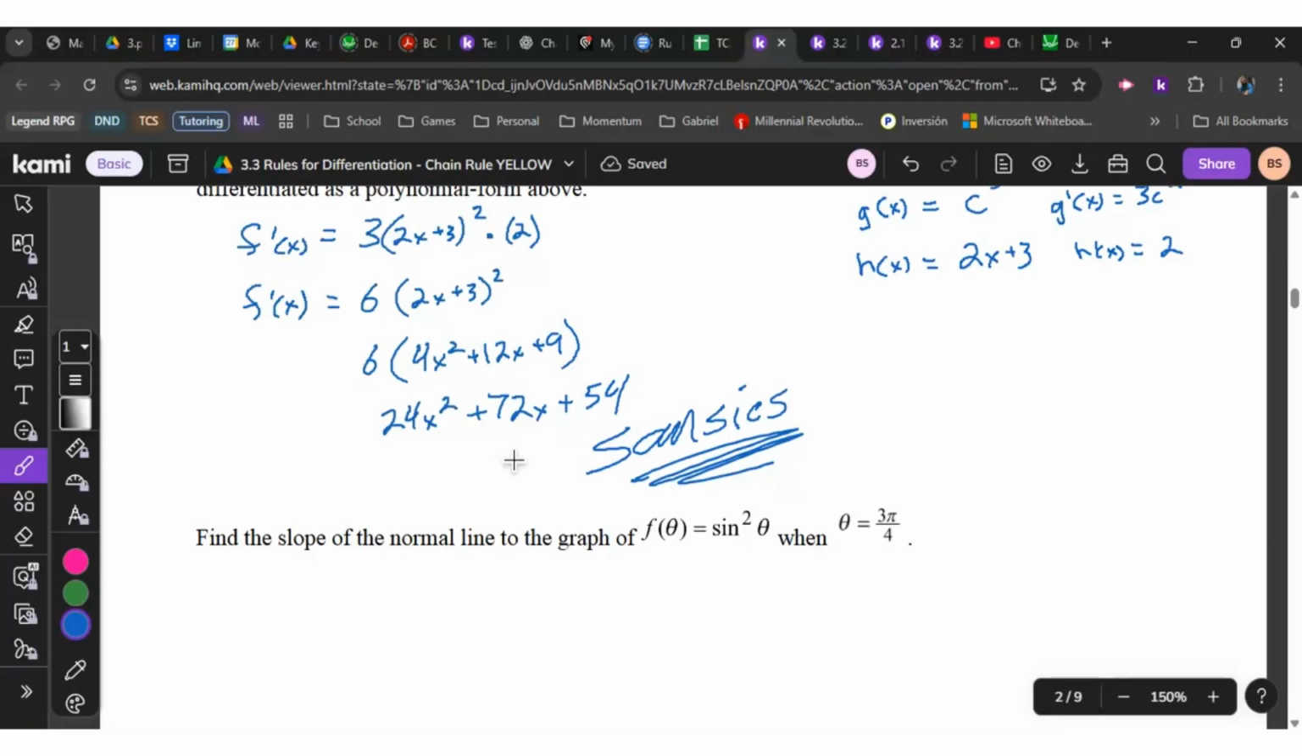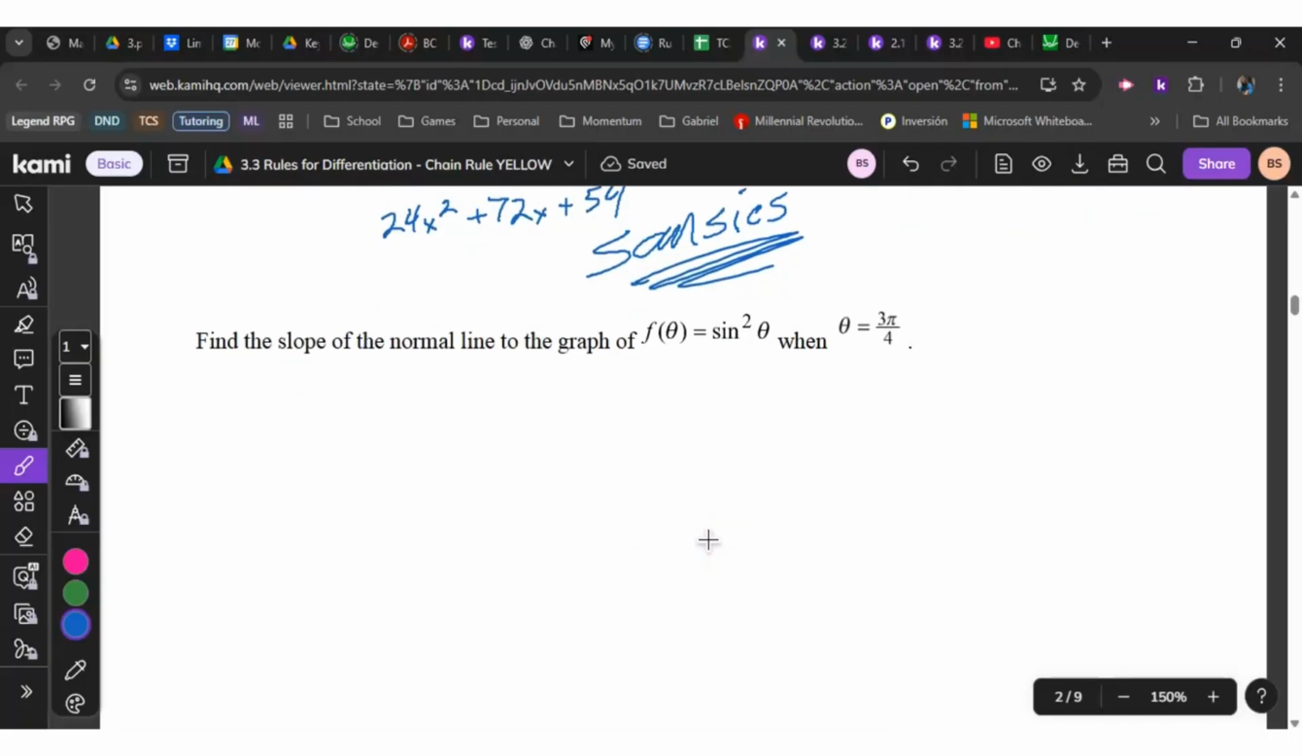I cannot get warm. So we're going to find the slope of the normal line of the graph at a specific value of theta. In order to do that, I'm going to need to do the derivative, and then find the slope of the normal. So first thing I need to do is find f prime of theta. Now, what is the outside function? What is the thing on the furthest outside? Well, it's the squared, because remember, this could be written where the whole thing's squared.